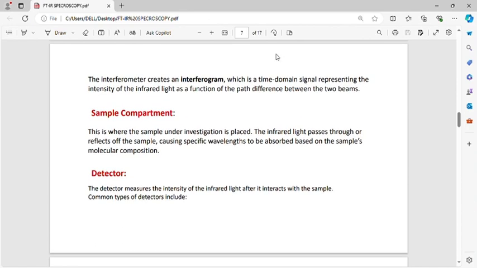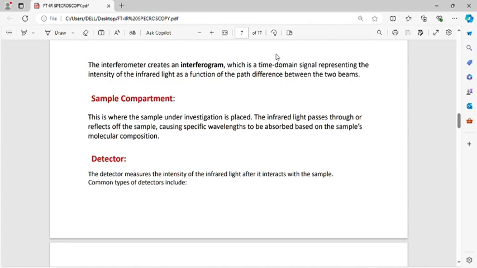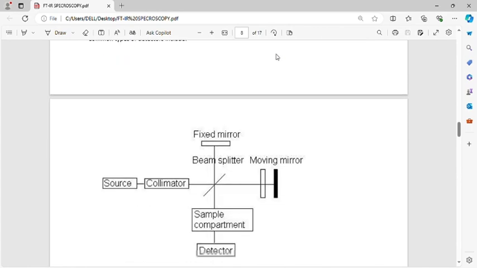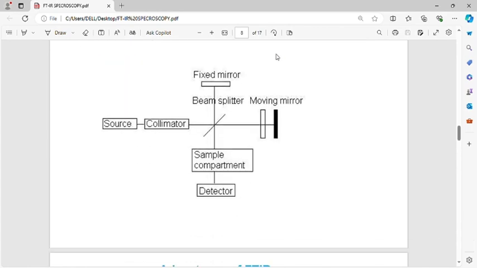Sample compartment. This is where the sample under investigation is placed. The infrared light passes through or reflects off the sample, causing specific wavelengths to be absorbed based on the sample's molecular composition. The detector measures the intensity of infrared light after it interacts with the sample. This is the diagram for the FTIR spectroscopy.